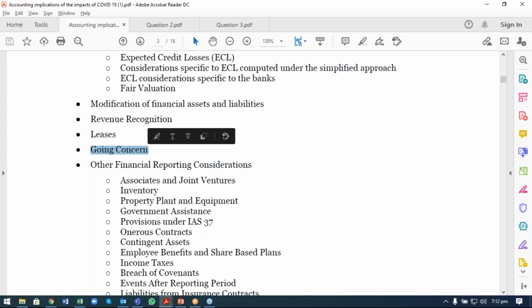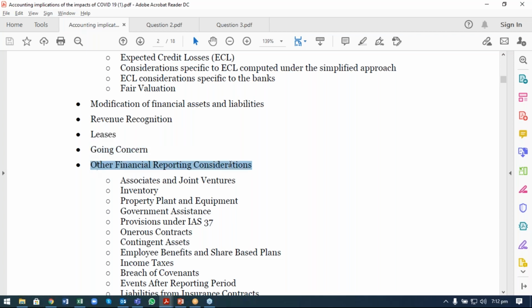Breakup basis means that the company has to report all its assets and liabilities at fair value, or at the price which could be received by selling the asset, and that is required to be paid by an entity to settle all the liabilities. Are you getting the point? So that's the main idea of going concern impact.